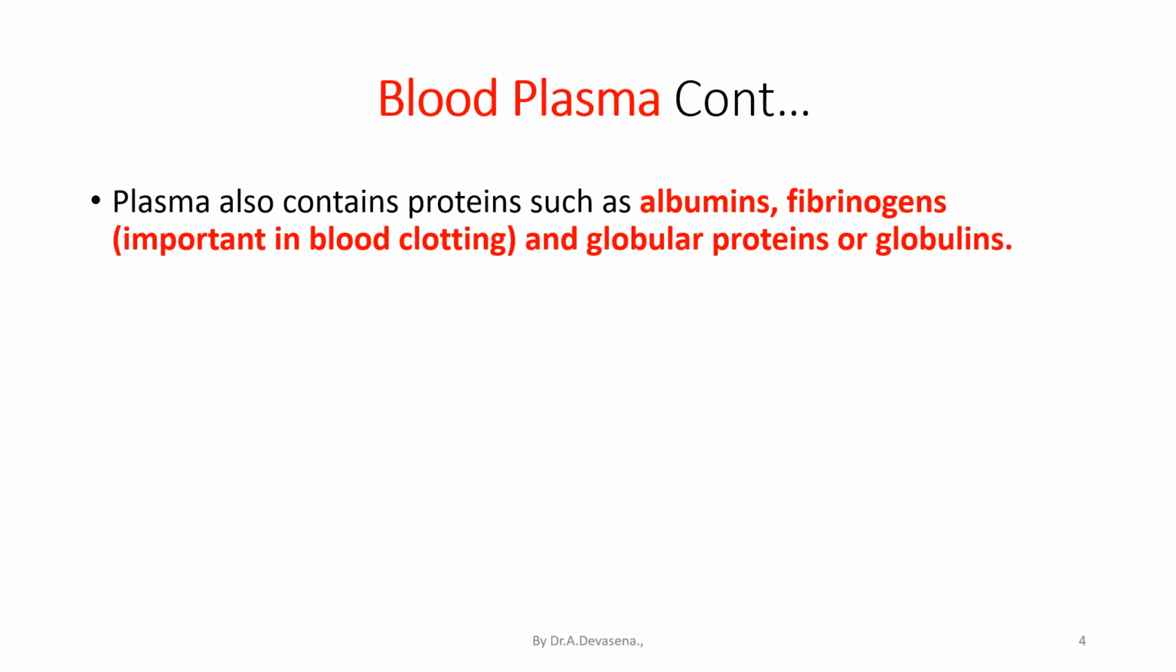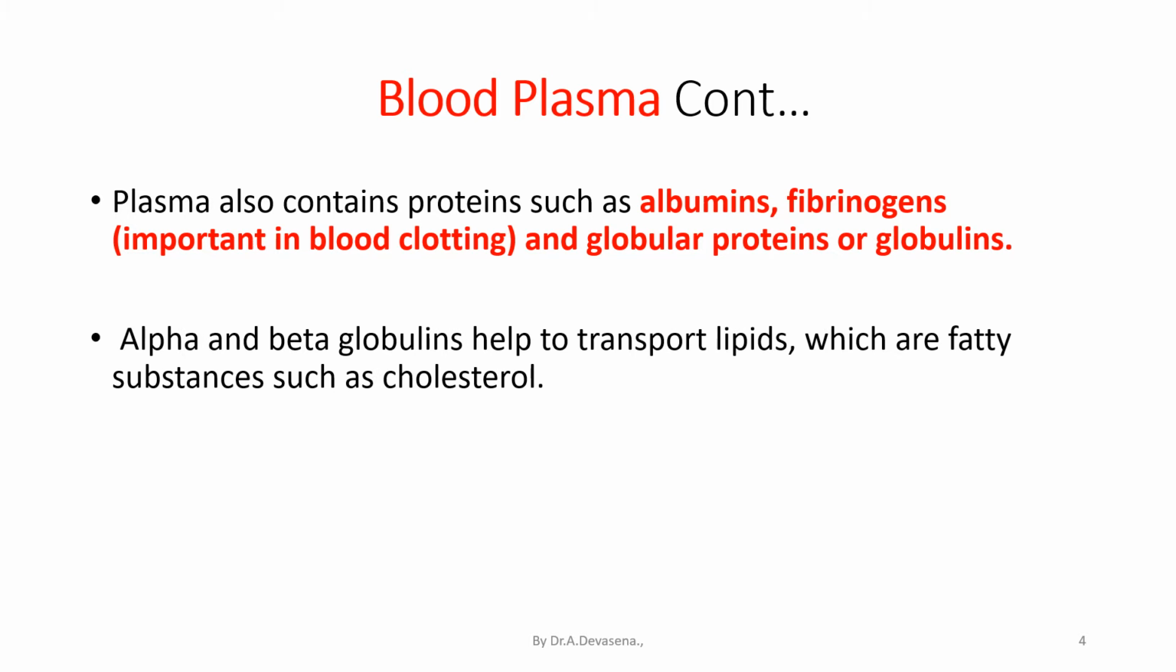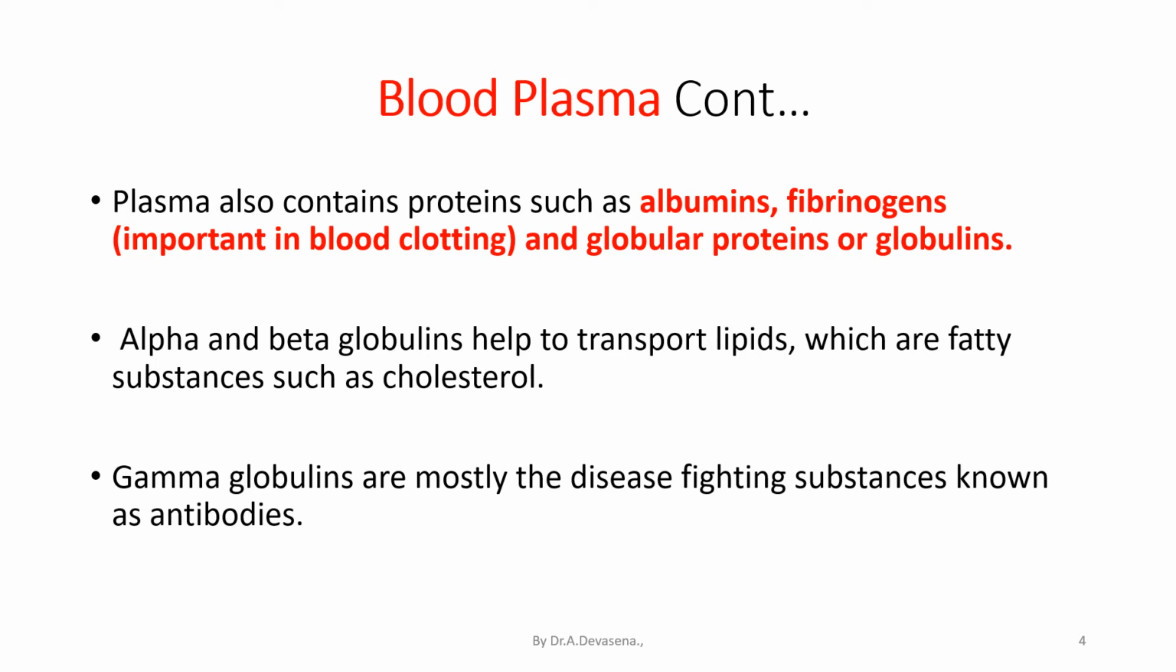Plasma also contains proteins such as albumins, fibrinogens, and globuloproteins or globulins. Alpha and beta globulins help to transport lipids, which are fatty substances such as cholesterol. Gamma globulins are mostly the disease-fighting substances known as antibodies.